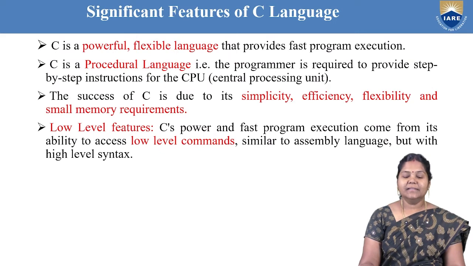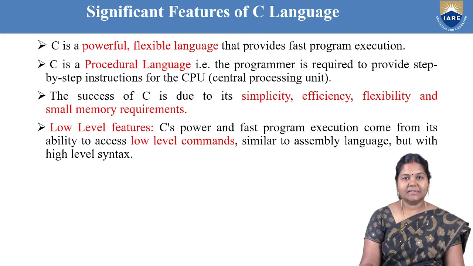Now, let us understand the significant features of C language. The significant features are: C is a very powerful language, it is a very flexible language, more reliable, and it provides faster program execution. Then, it is basically a procedural language. That means the programmer is required to provide step-by-step instructions for the CPU to do a particular task. The success of C language is due to its simplicity, efficiency, flexibility, and small memory requirement.